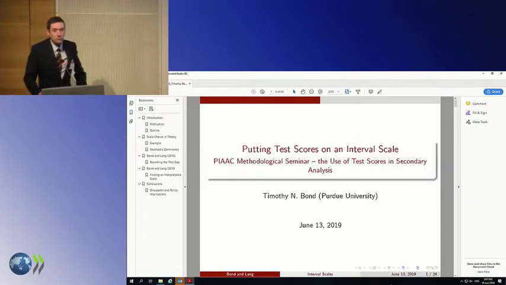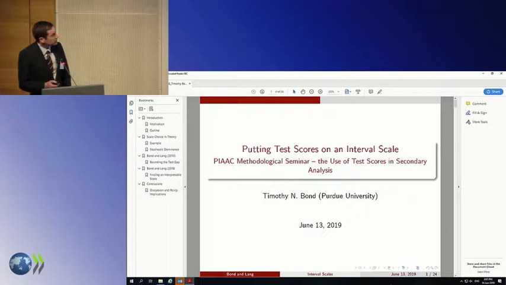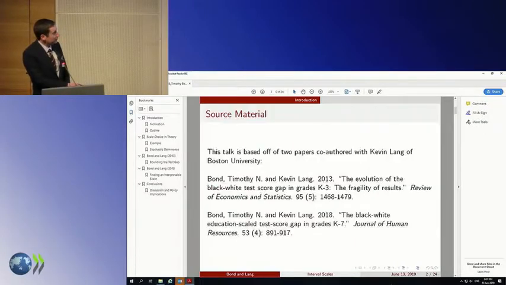Okay, so thank you for having me here. So this paper, or what I'm going to be presenting is about, is it this button that goes? Green button. Okay, there we go.